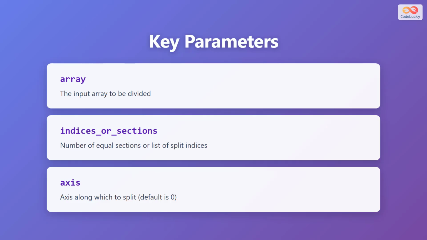Let's examine the three key parameters of np.split. First, the array parameter represents the input array you want to divide. Second, indices_or_sections can be either an integer specifying the number of equal sections or a list of indices where splits should occur. Third, the axis parameter determines the direction of the split, with axis 0 being the default, which splits along rows.